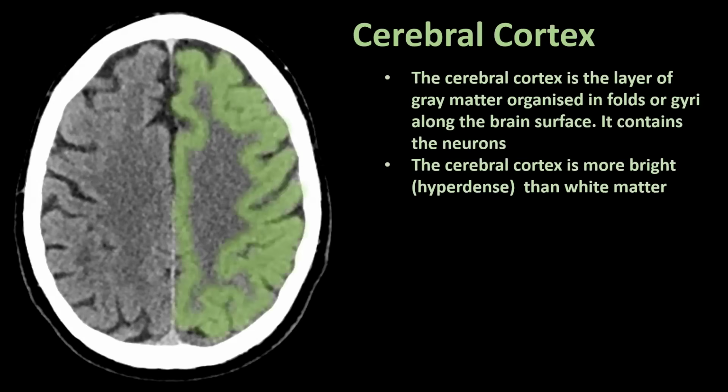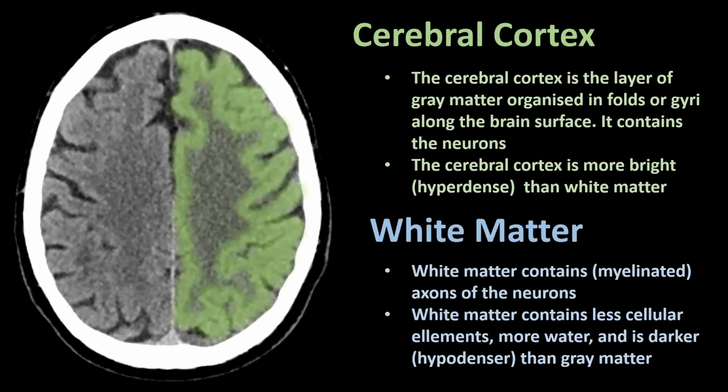Let's move on and let's now talk about the brain parenchyma. The brain parenchyma consists of two major components, gray matter and white matter. And when gray matter is located at the surface of the brain, we call it cerebral cortex. The cerebral cortex is the layer of gray matter which is organized in folds or gyri along the brain surface, and it contains the neurons. Because it contains more cells than white matter, it is relatively hyperdense compared to white matter.